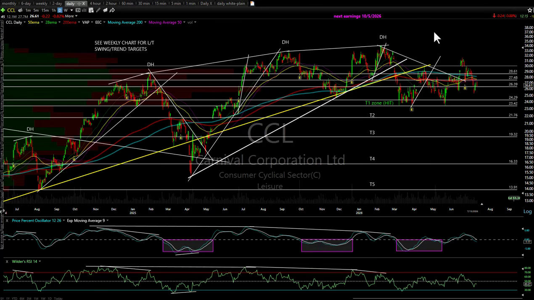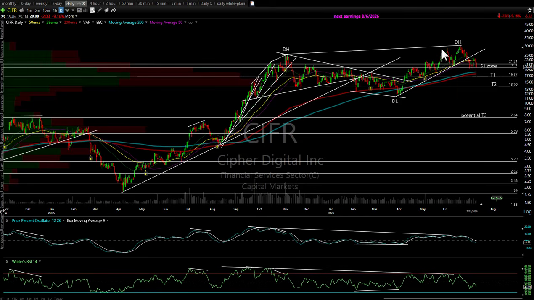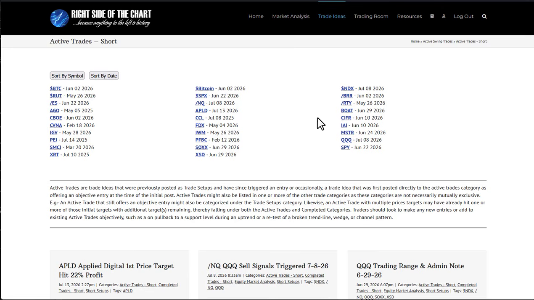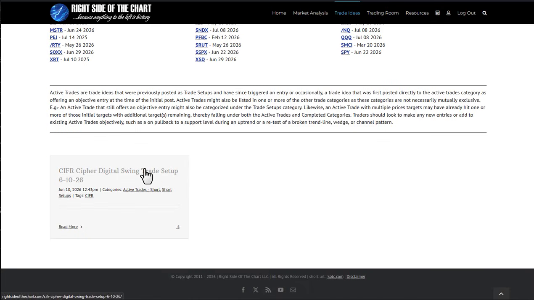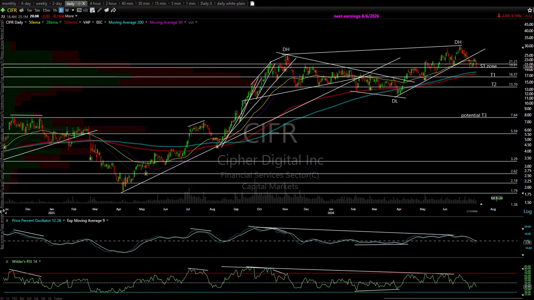CIFR, I gave that to you as a setup recently with a break to come below. Let's do that. The sell signal was to come on a solid break and/or close below the intersecting uptrend line right here, the uptrend line in that S1 zone. That's what happened right here. So there's your sell signal.